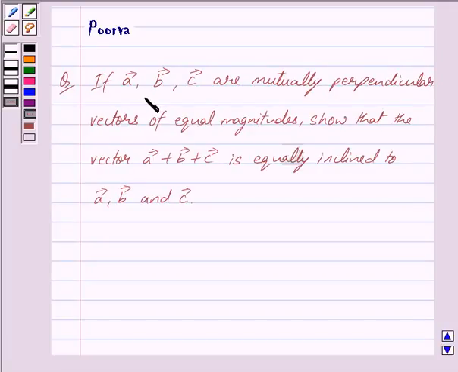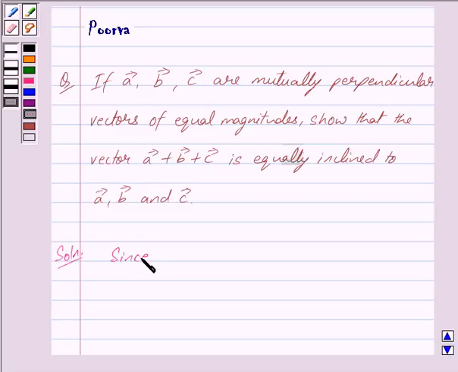If vector A, vector B and vector C are mutually perpendicular vectors of equal magnitudes, then show that the vector A plus vector B plus vector C is equally inclined to vector A, vector B and vector C. Let us now begin with the solution.